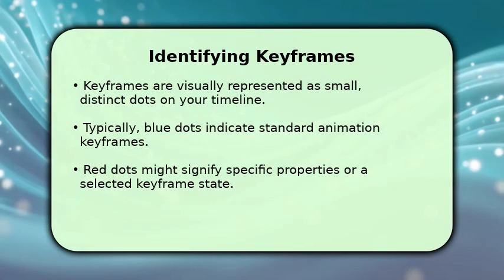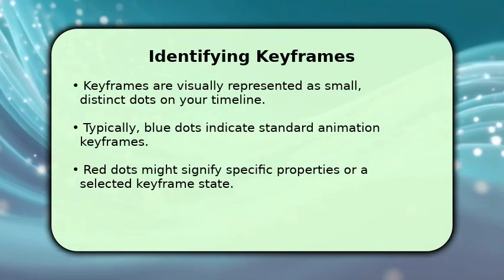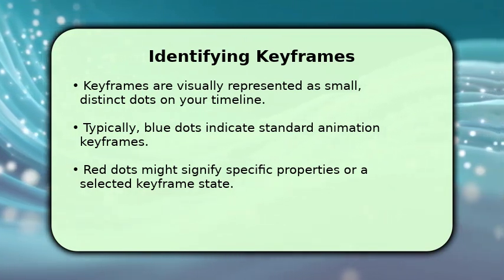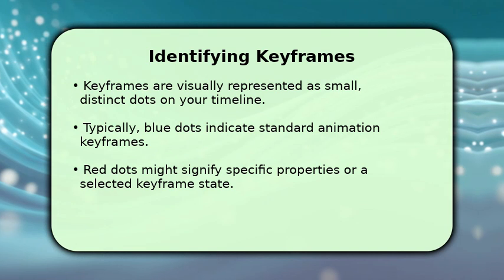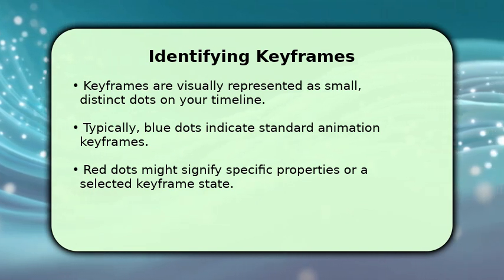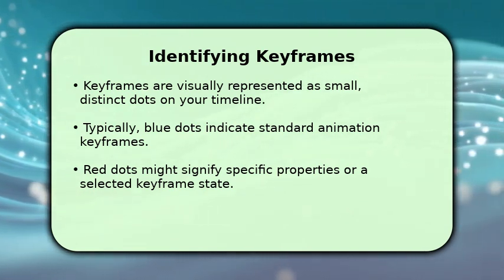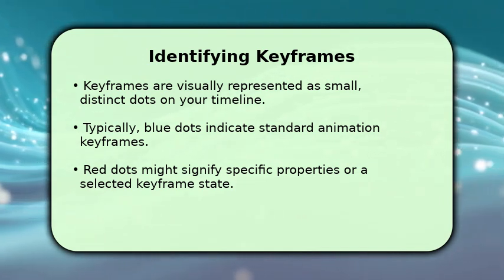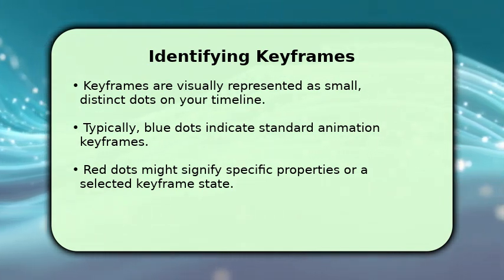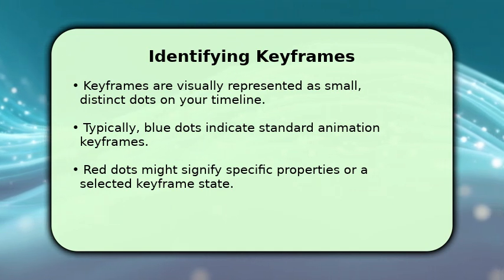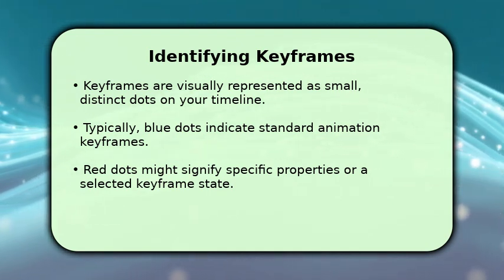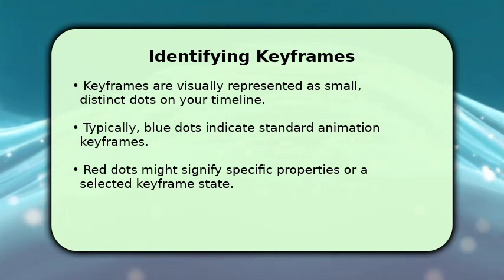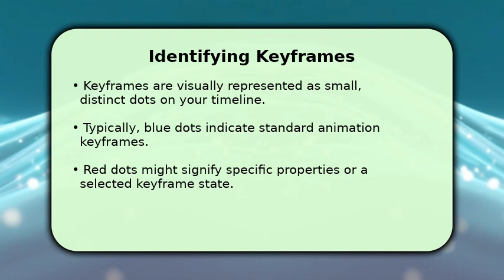Understanding how to identify keyframes is crucial before you delete them. In Moon Animator, keyframes appear as small, colored dots along your animation timeline. Most commonly, you will see blue dots, which represent your standard animation points. Occasionally, you might encounter red dots, which often indicate a currently selected keyframe or a specific property. Always ensure you are targeting the correct dot to avoid unintended changes to your animation.